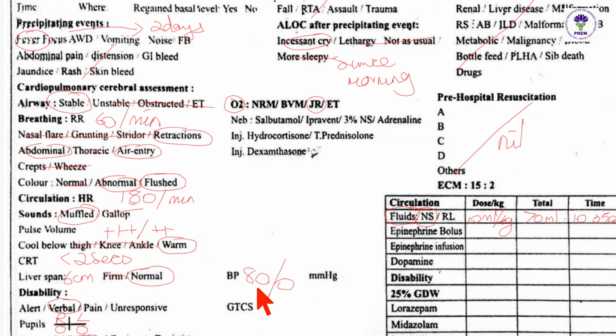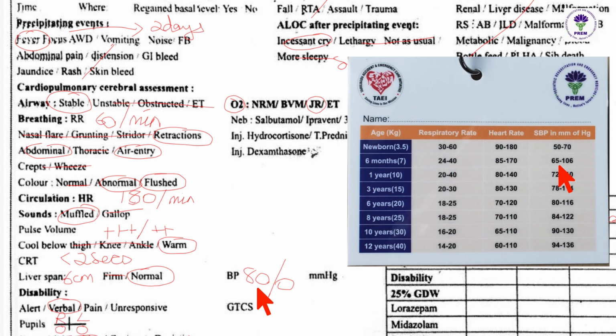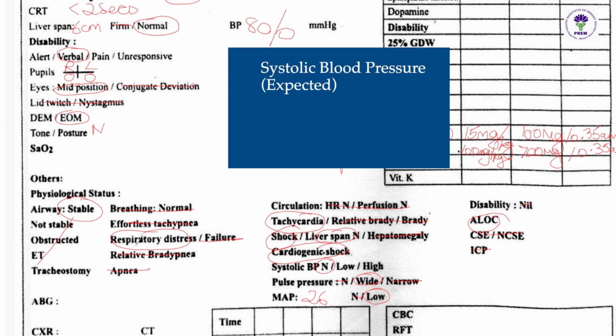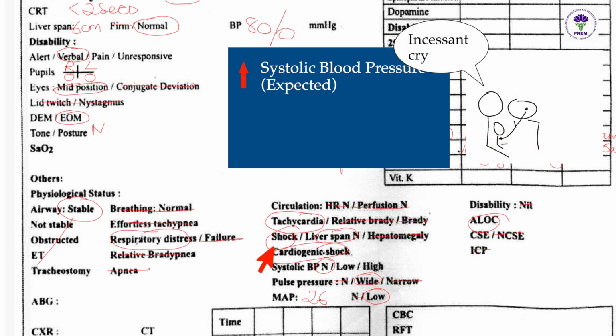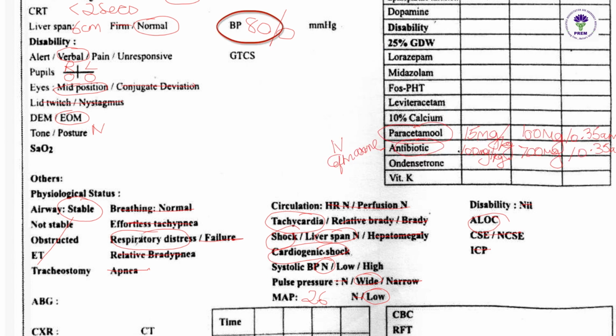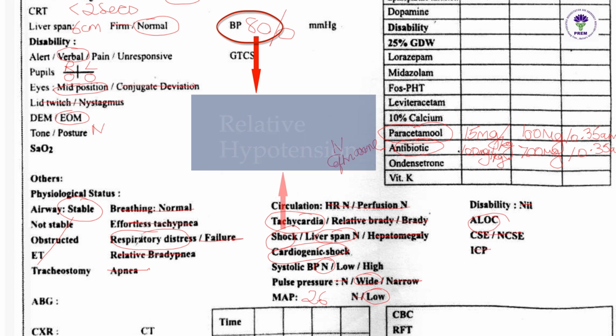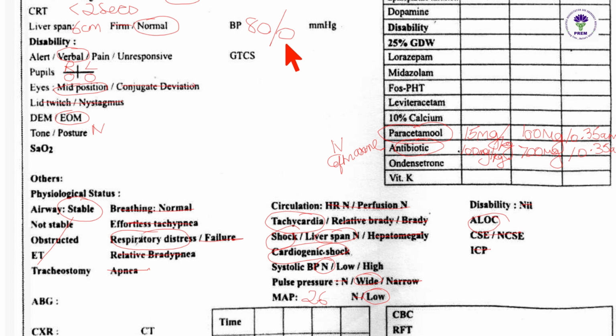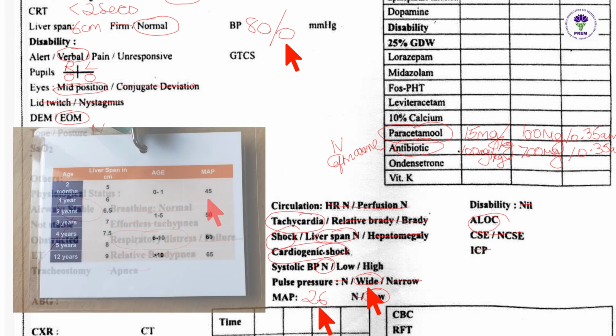Systolic blood pressure is 80 millimeters of mercury, which is within the normal range of 65 to 106 millimeters of mercury. It is expected that systolic blood pressure should be much higher since mom has reported incessant cry, a sign of hypoxia or shock. Hence, the 80 millimeters mercury indicates relative hypotension. The diastolic blood pressure is low at 0. Hence, pulse pressure is calculated as wide and MAP is 26 millimeters mercury, which is low for age.